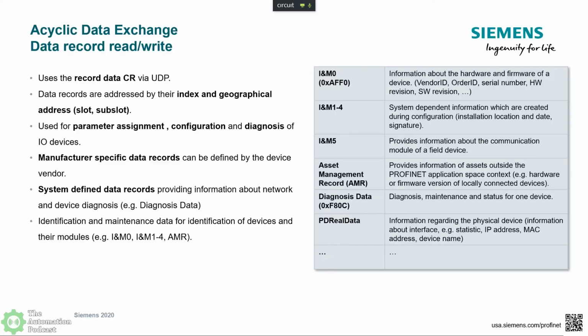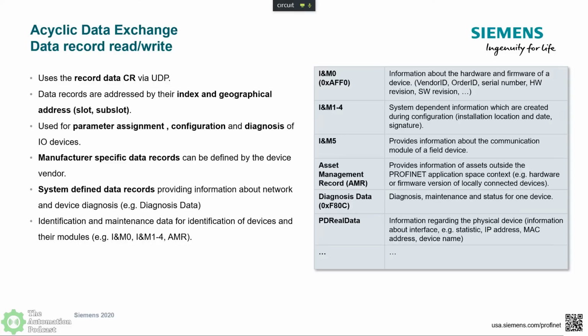Now here on the right you see some examples for data records, like the IM0 data record, which has the index AFF0. And this data record provides information about the hardware and firmware of a device, like the vendor ID, the order ID, a serial number, hardware revision, software revision. So this stuff is provided by IM0 data, and each PROFINET I/O device has to support this data record. So if you have a certified PROFINET I/O device, you can read out this data record. Those data records are usually used for asset management.